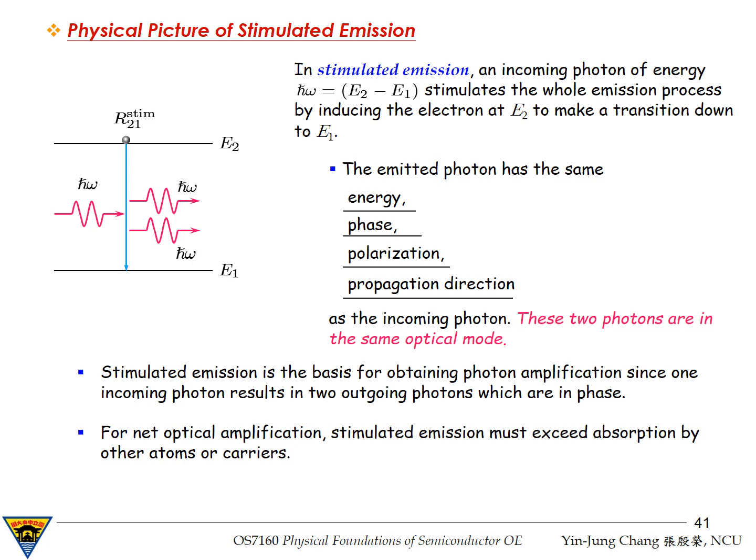This is the microscopic origin of optical amplification. One photon stimulates the emission of another photon into the same optical mode. If many excited atoms or carriers are present, this process can multiply the photon number in that mode. This is also why stimulated emission is central to lasers.